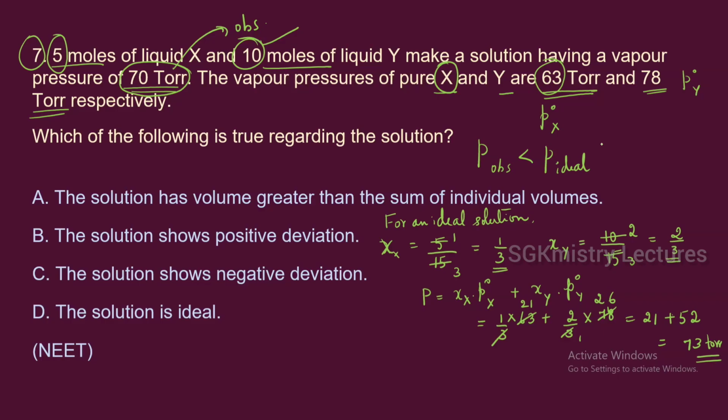So now it is very clear that since the observed pressure is lesser, it shows a negative deviation from Raoult's law, right? Because the observed value is lesser. Now let us look into the options. The solution has volume greater than the sum of the individual volumes. The solution shows positive deviation. The solution shows negative deviation. So yes, option C is the right answer, because the observed vapor pressure is lesser, which shows that this mixture shows the negative deviation from Raoult's law.